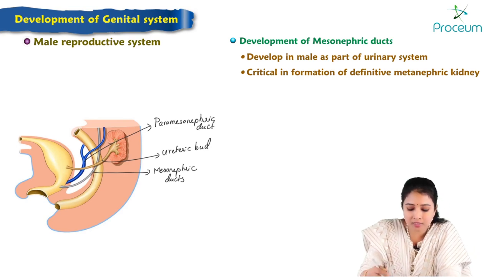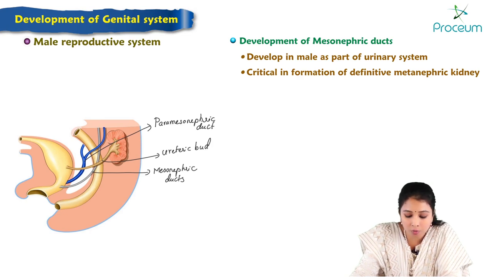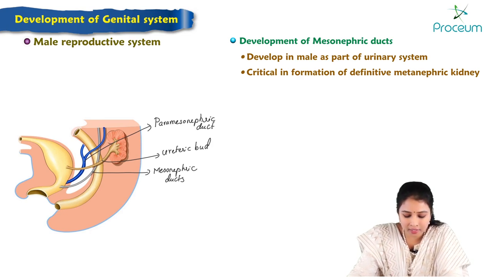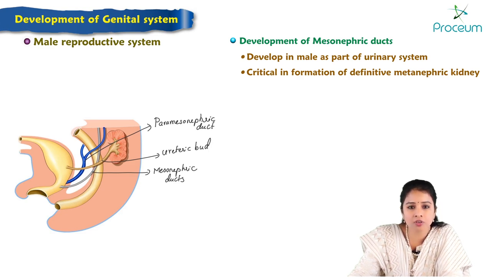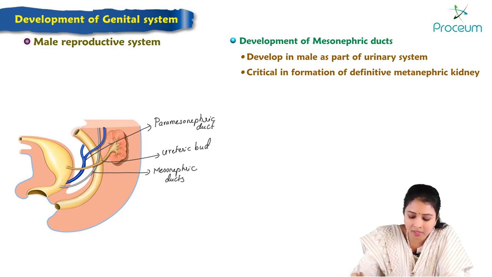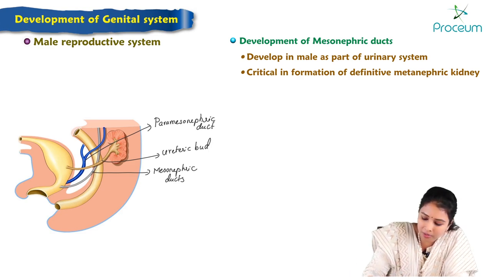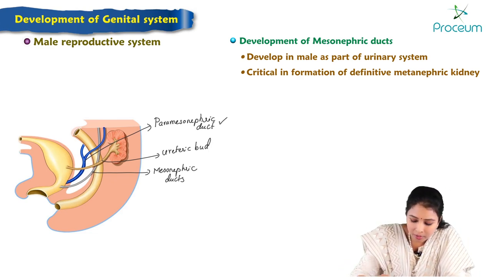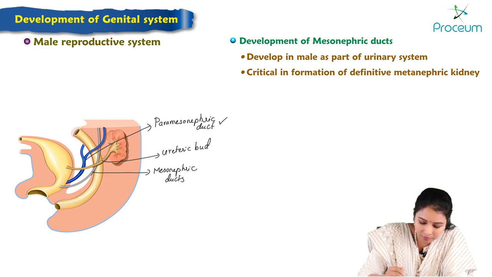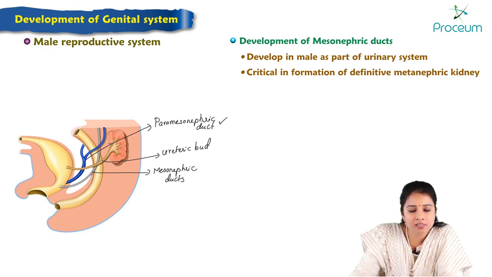In males, these paramesonephric ducts, or Mullerian ducts, regress and degenerate because of anti-Mullerian hormone, testosterone and other factors which I have explained. Because of that, these paramesonephric ducts will regress in their size. Whereas the mesonephric duct forms the ductal system of the male reproductive system.